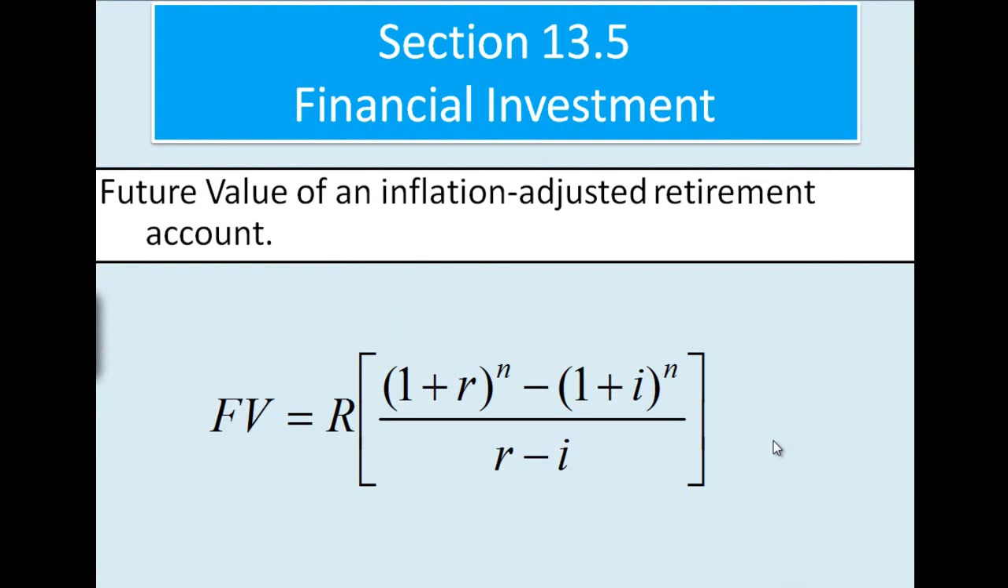Okay, the formula is complicated. R represents the annual deposit, R also represents the APR of the account you select, I is inflation, and N is the number of years.